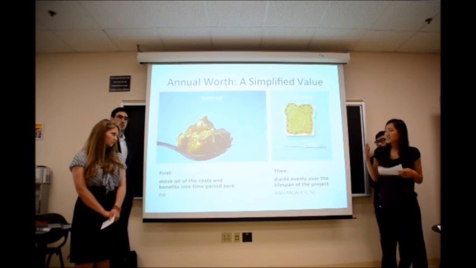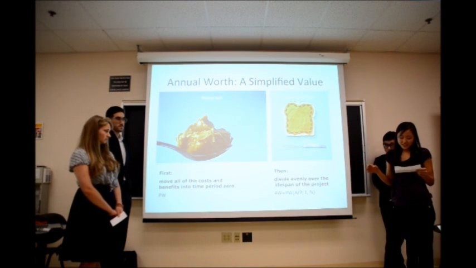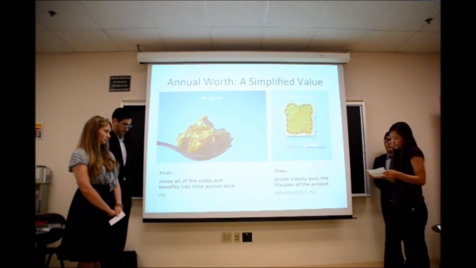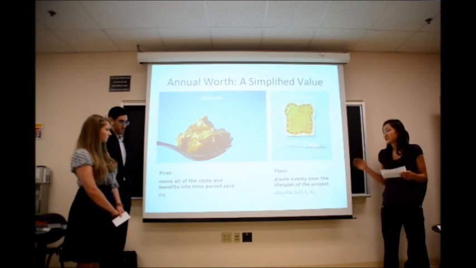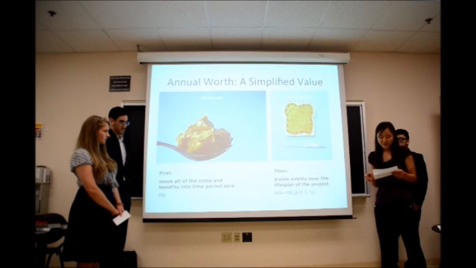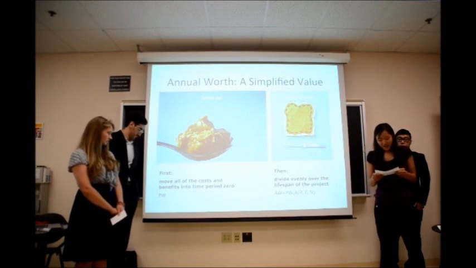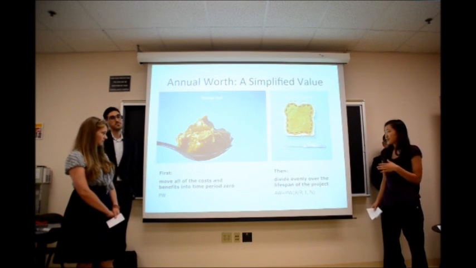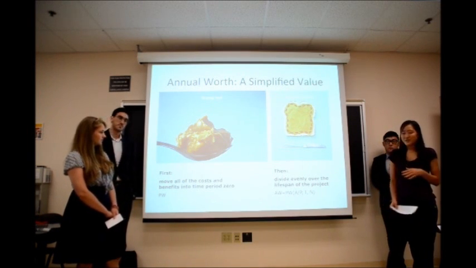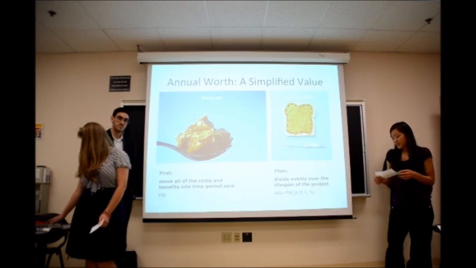So the basic steps can be looked at like this. First, you move all of the benefits and the costs to the present time period of 0, which can be compared to scooping a bunch of peanut butter into a spoon. So it's all in one clump. And then you spread that amount evenly over the lifespan, which is like spreading the peanut butter evenly over a piece of toast. And that gives you the annual worth.